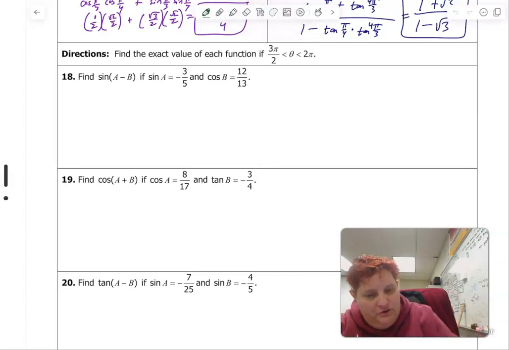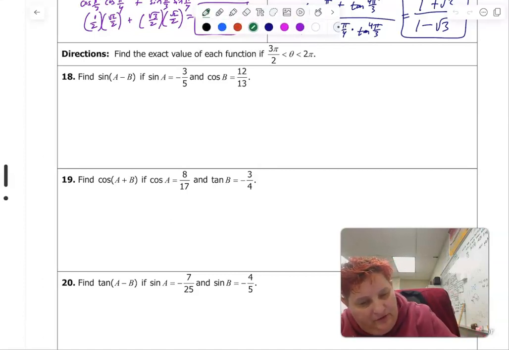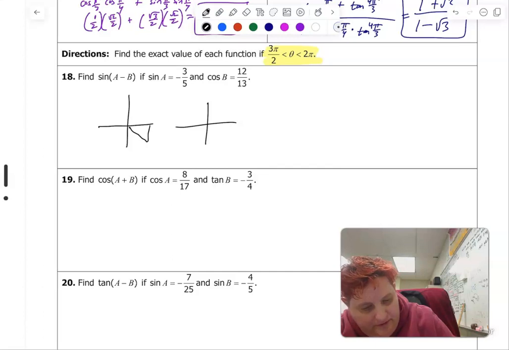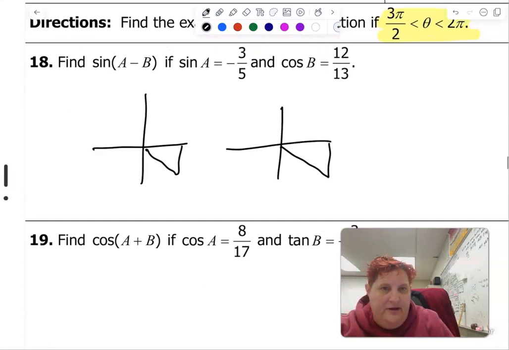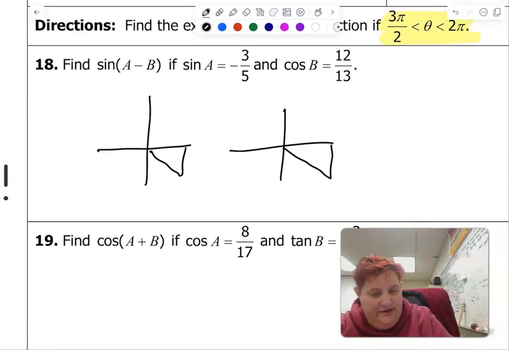Okay, so you guys, we're going to start off by drawing some triangles here. And they say that the triangles are between 3 pi over 2 and 2 pi, which means they are in the fourth quadrant. Now, one thing I might do as I'm drawing my triangles is make sure I remember that this goes positive, negative. Because if you mess that up, it'll mess up your answer later on.